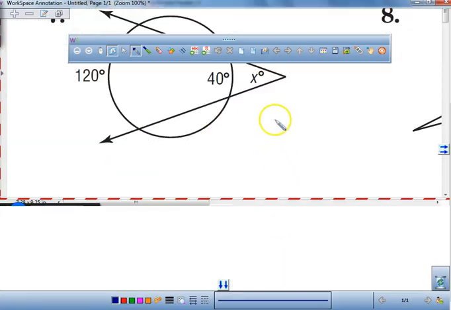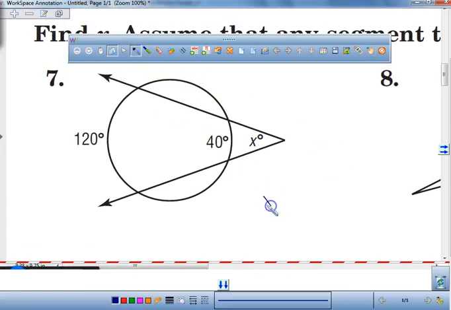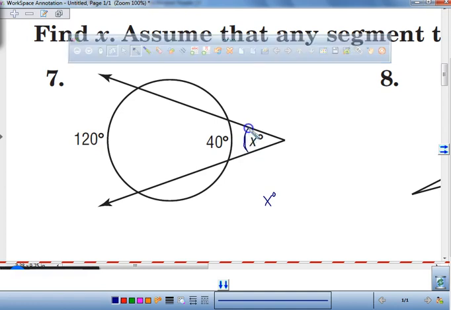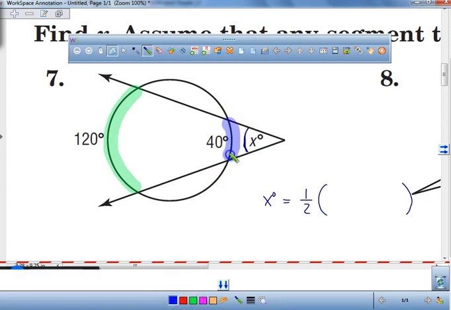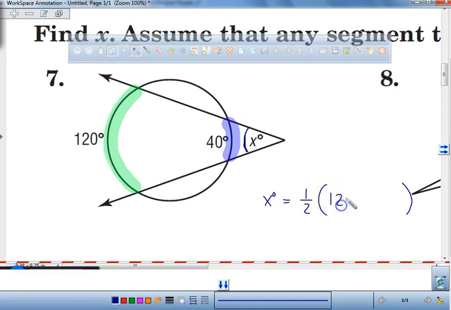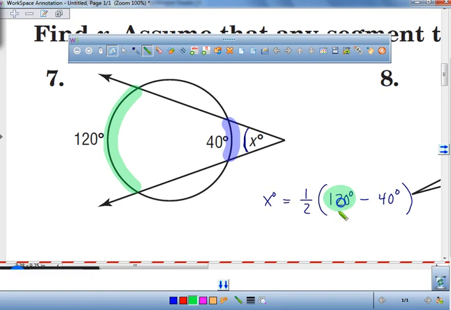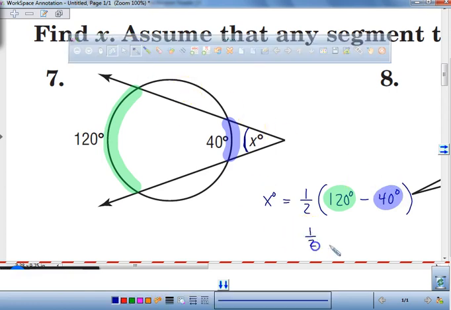For problem number 7 in your journal, what I'd like you to write is this. X degrees, which is the measure of this angle right here, is going to equal 1/2 of the difference between two arcs. You're going to notice that we have an arc right here, and we have an arc right here. So in order for this to work, you're going to take the 120 degrees and take away 40 degrees. So you have to take the bigger arc and take away the smaller arc. So you get half of 80 degrees, and that ends up being 40. So in this particular case, this angle right here happens to be 40 degrees.